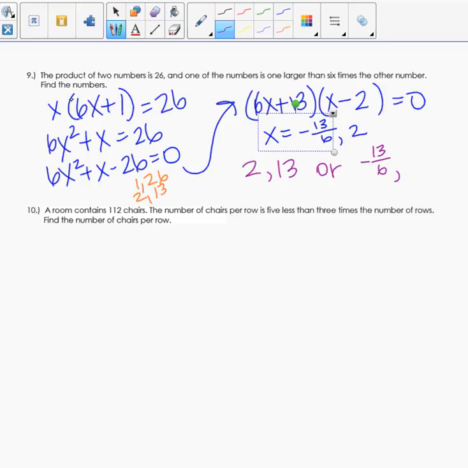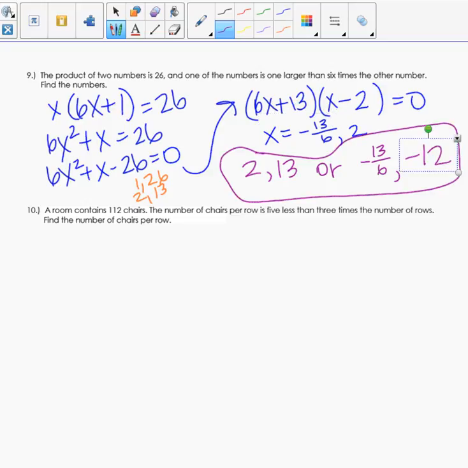And the other one, let's see, 6 times negative 13 over 6 is going to be negative 13 because your 6's will cancel. Negative 13 plus 1 is negative 12. So we have two options. Both are answers. Okay. So I just took the 2 I got and substituted it back in here, if you're wondering where that second number came from.